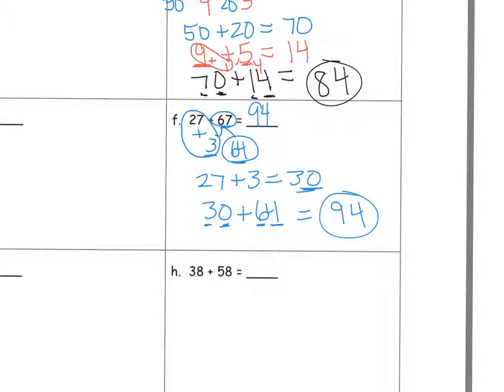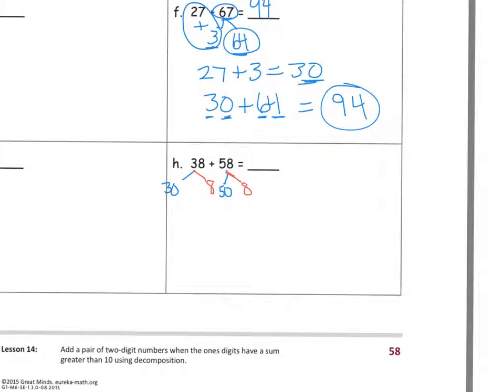And my last one, I'll break this apart, and I'm going to do 30 and 8, because I broke 38 into 30 and 8, and I'll do the same thing with 58. I can break it into 50 and 8. And then I'm going to add my tens and add my ones. So my tens are 3 tens or 30 plus 5 tens or 50. And I'm left with 8 tens or 80.